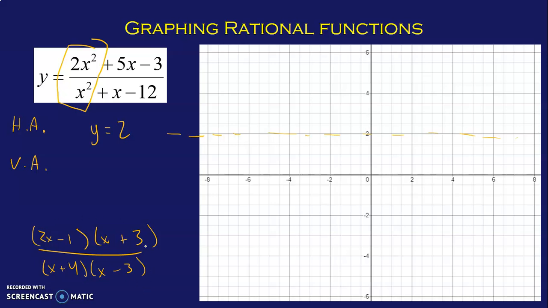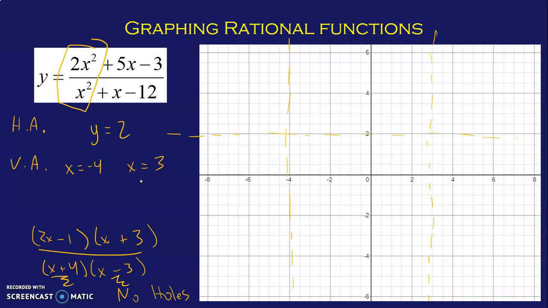Notice that in this case, I can't cancel anything out. Since I can't cancel anything out, that means there's no holes on this problem. But there's going to be 2 vertical asymptotes. So from this one, I'm going to get x equals negative 4. And from this one, I'm going to get x equals 3. So at negative 4, and then at positive 3, I have asymptotes.